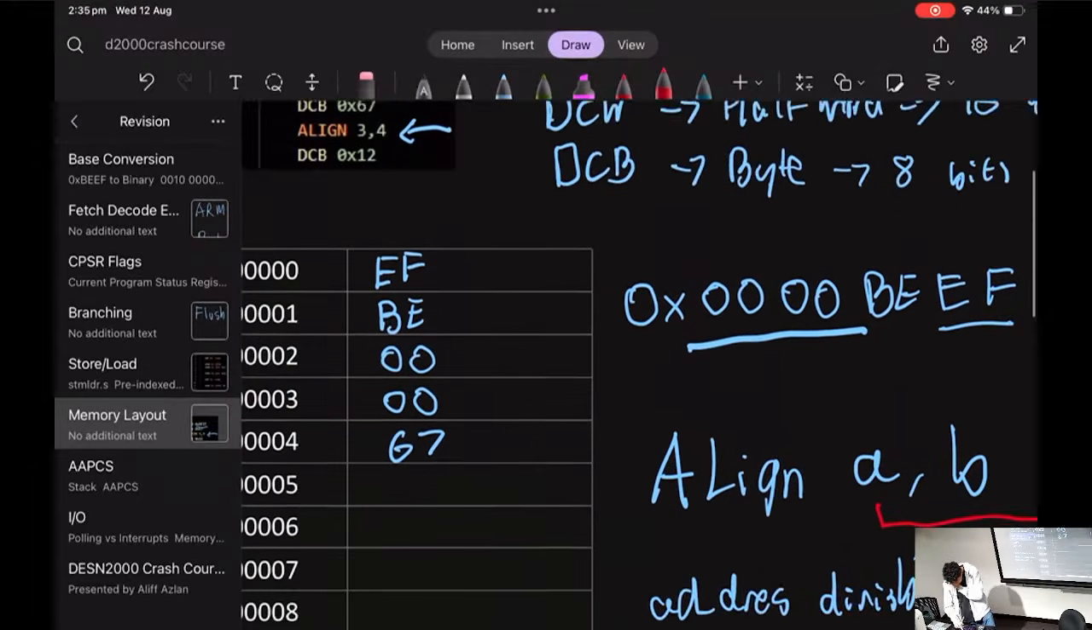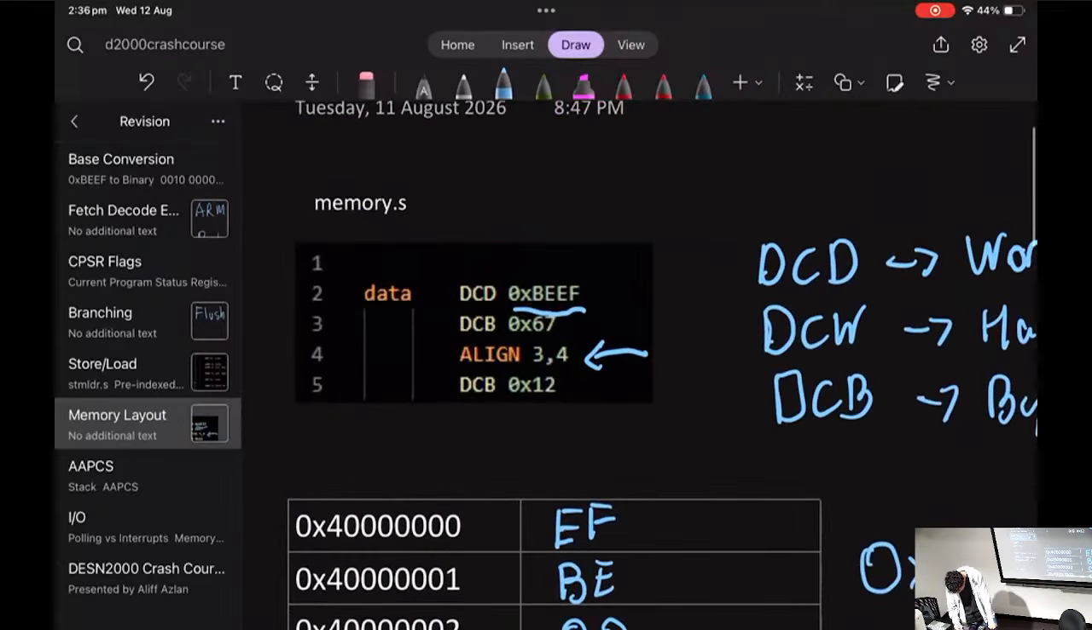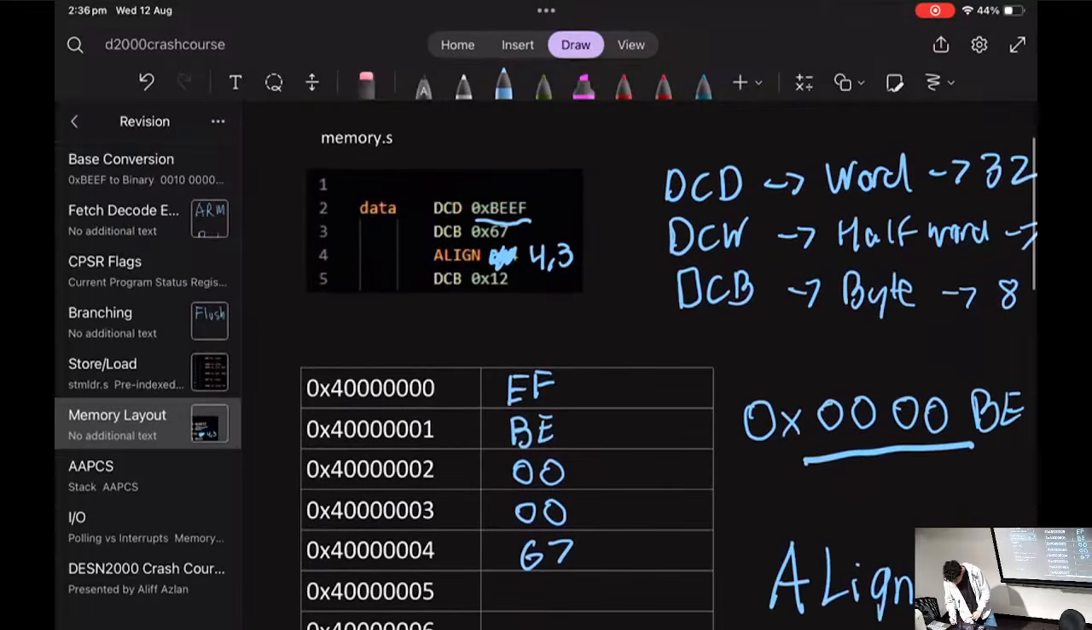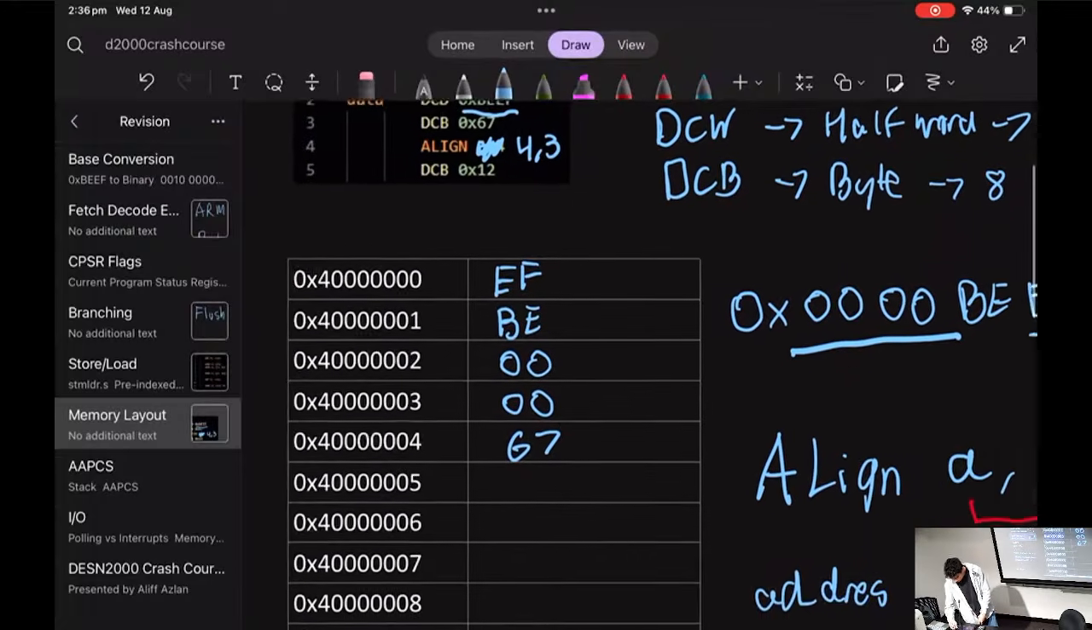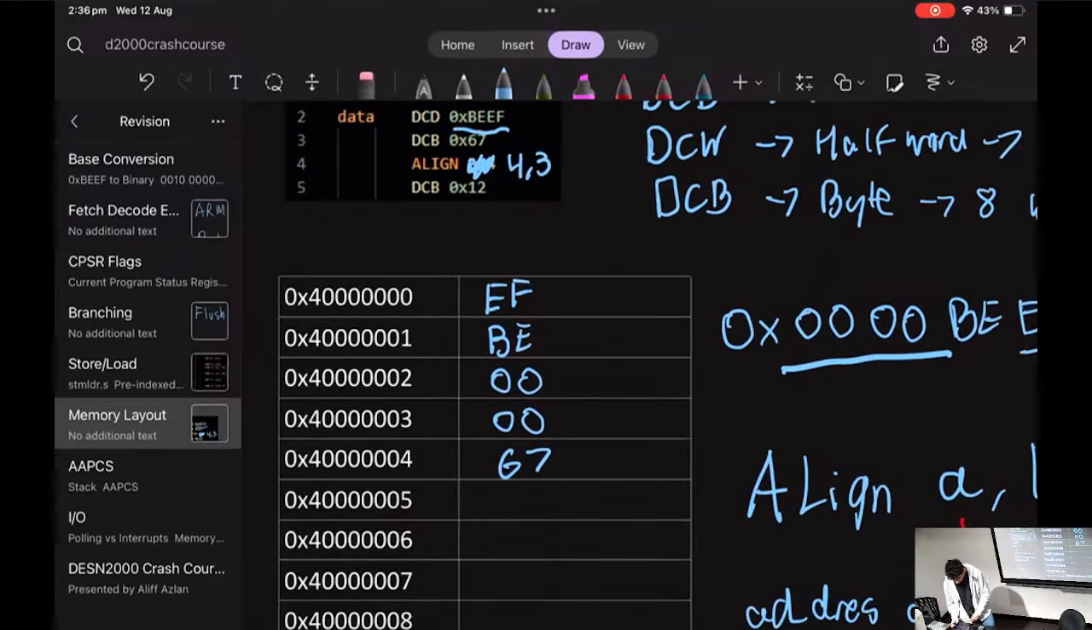So let's look at this example. Oh, this is wrong. This should be 4, 3. Yep. So there's a slight typo there. So align should be 4, 3. So what this does, it finds the next available address, well, the next available address is offset by 3.